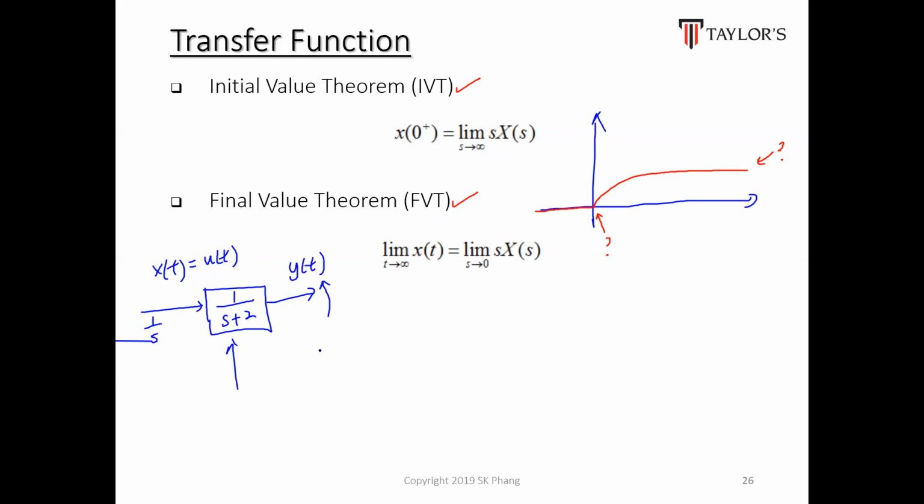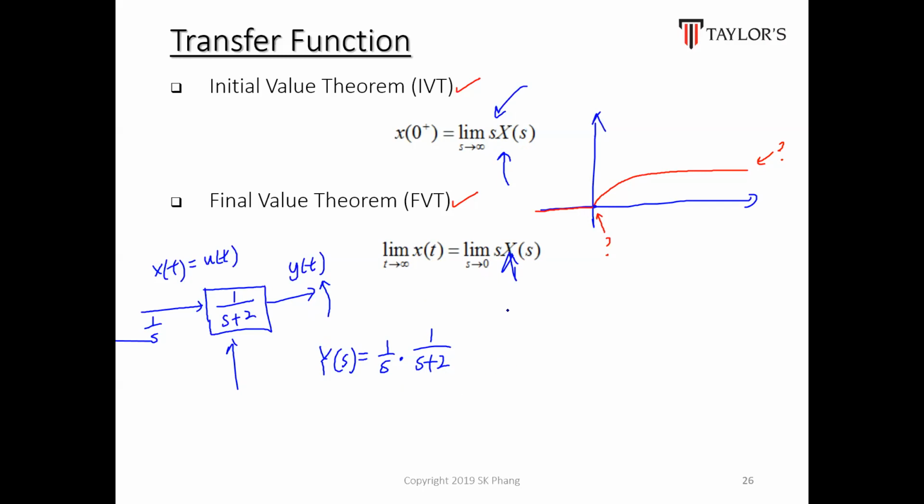What we do is take the Laplace transform of the output. The Laplace transform of the output is 1 over s multiplied by 1 over s plus 2. Now we don't need to solve this. We don't need to find the partial fractions and inverse Laplace. What we need to do is just apply these 2 formulas. For this question, if I apply the initial value theorem, it's quite useless because it always starts with 0. So let us apply the final value theorem.